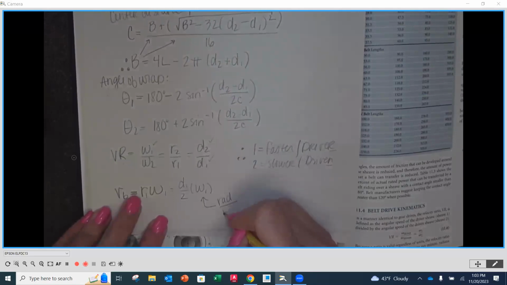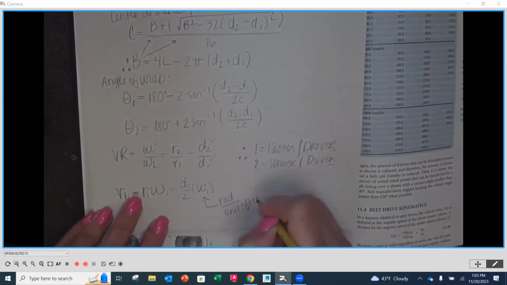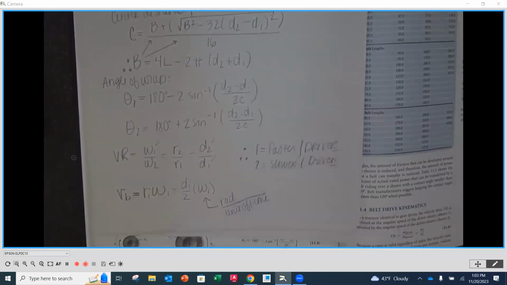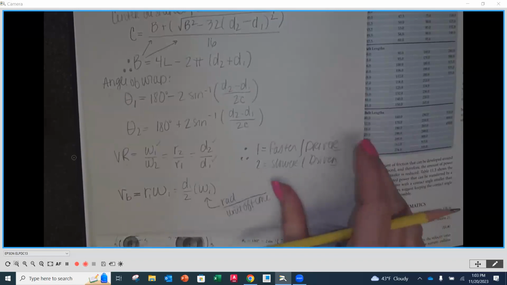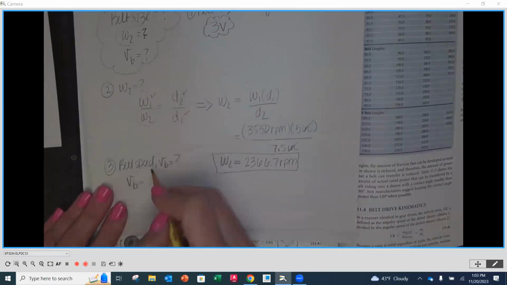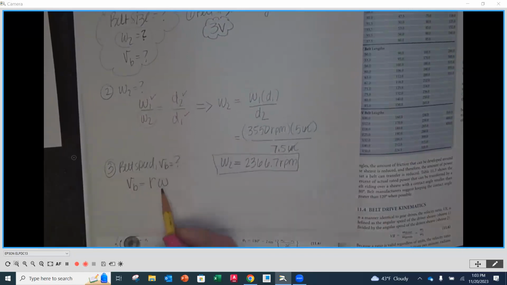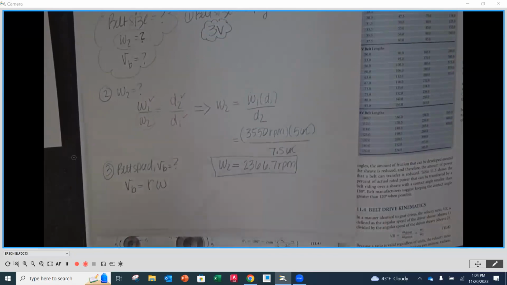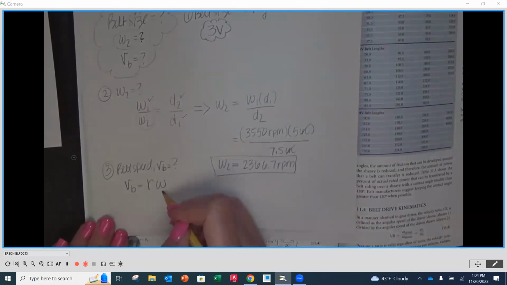And this is where you want to think a little bit. As I said earlier, the most common units for belt speed are feet per minute. So if I know that my equation is going to be VB equal to R times W, and I want this to be in feet per minute in the end, do you see how I would want to keep W in radians per minute?